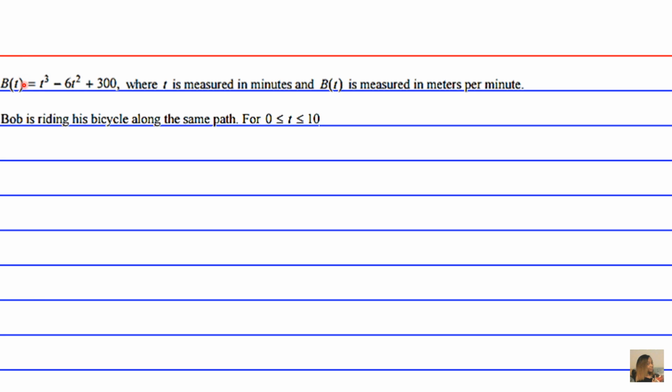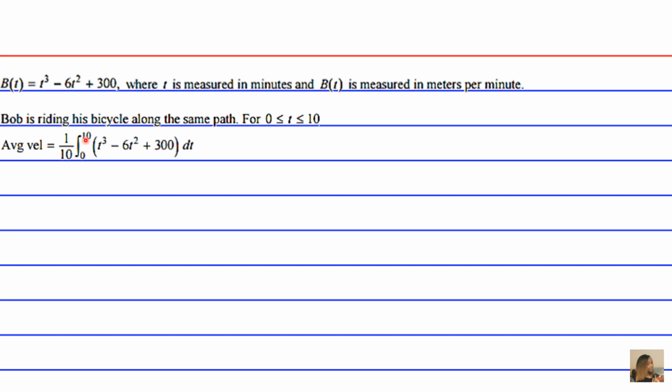Basically, we're told that we have the model B of t, and this is basically our velocity. What you have to do is use basic antidifferentiation through integration to find the distance traveled, and we know that average velocity is total distance over the total time traveled. Then you're going to divide it by a total of 10 minutes traveled, okay? So the division by 10 minutes is not within the integral. It's outside of the integral.